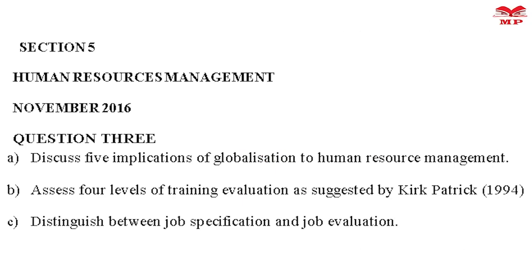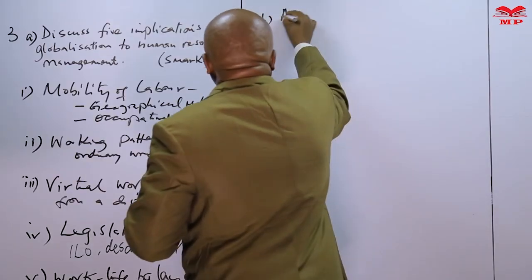Part B of question 3B of the paper for Human Resource Management, CS Part 3, Section 5, Custom Exam, 23rd November 2016 reads: assess 4 levels of training evaluation as suggested by Kirkpatrick, 1994. The question had 8 marks.